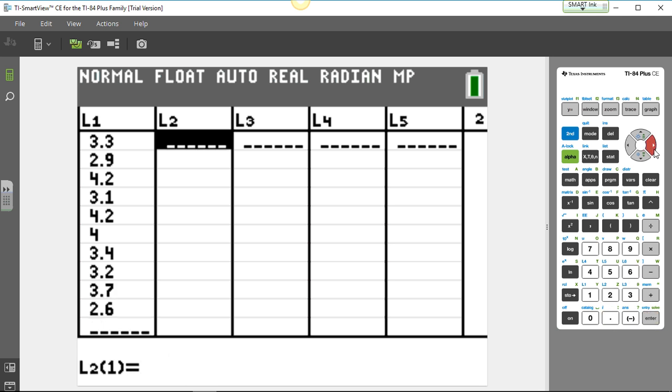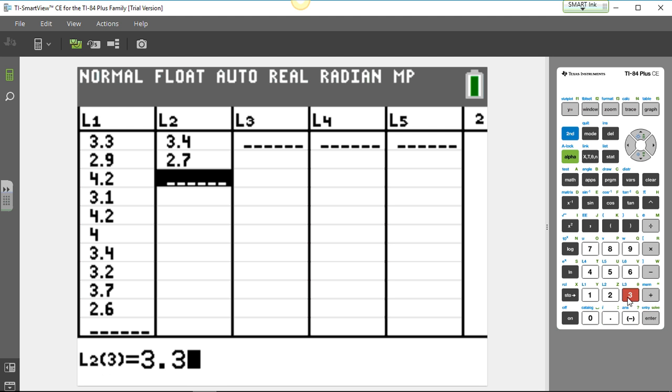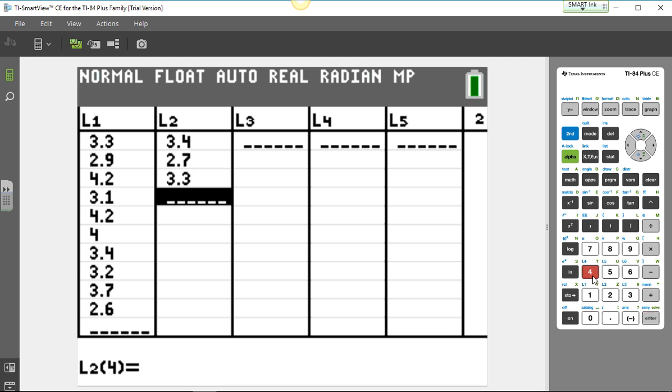All right. Let's go over to L2. What we got here? 3.4. 2.7. 3.3. 4.1. 3.5. 3.4. 3.0. And 3.3. Can someone just browse my data real fast to make sure I typed everything in right?